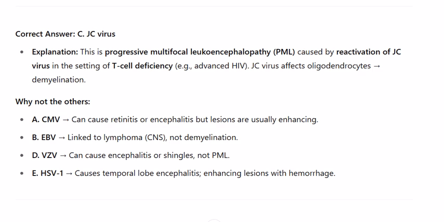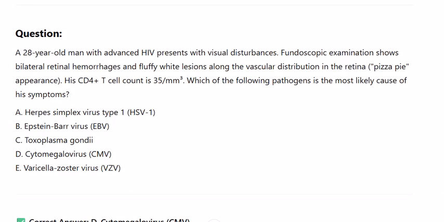Why not the others? A. CMV can cause retinitis or encephalitis, but lesions are usually enhancing. B. EBV is linked to CNS lymphoma, not demyelination. D. VZV can cause encephalitis or shingles, not PML. E. HSV1 causes temporal lobe encephalitis, with enhancing lesions and hemorrhage.